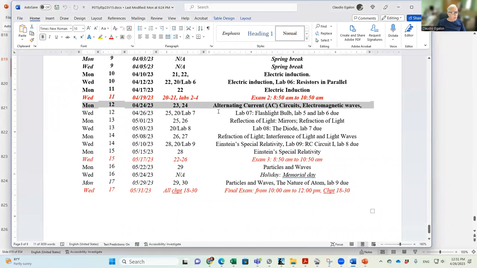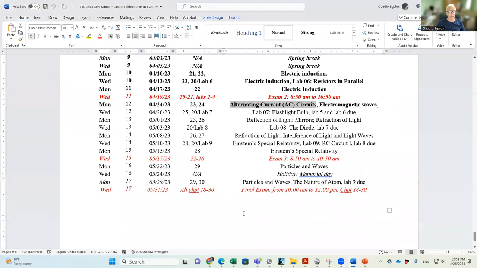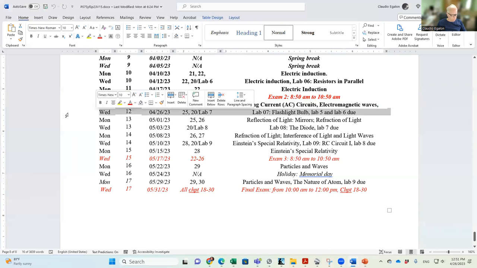Last time we finished alternating current circuits. Now what we have to do is electromagnetic waves, and then we can have our lab 7. Don't forget lab 5 and 6 are due now, right? Let's boldface that.